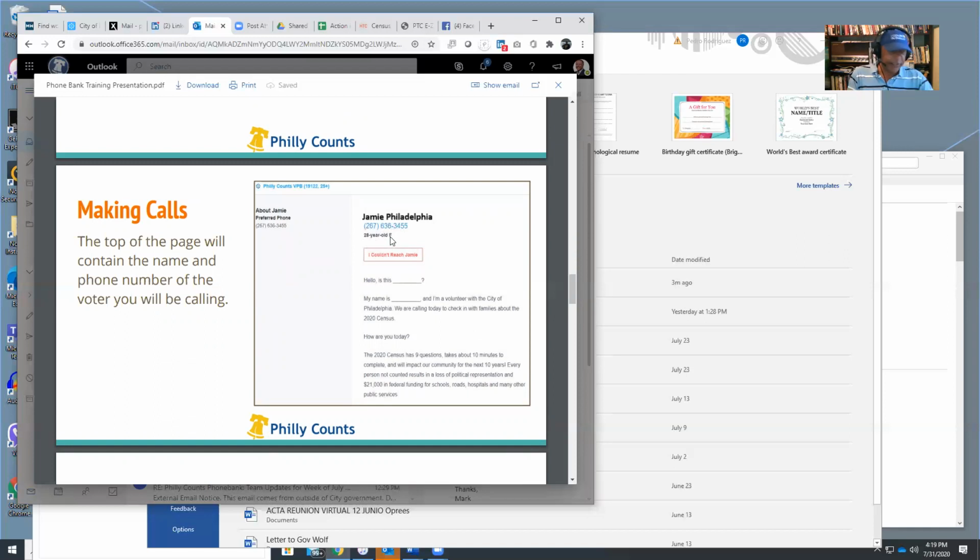If you connect your microphone and speakers to your computer to make phone calls, if you're using a desktop or a laptop, you can click the highlighted number and the computer will dial for you. If not, I use my cell phone and make the calls that way. I just dial the number and ask for Jamie, and then I record the information that she gives me.